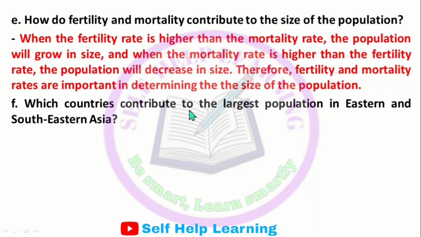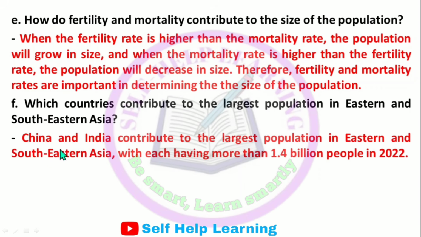Which countries contribute to the largest population in Eastern and Southeastern Asia? China and India contribute to the largest population in Eastern and Southeastern Asia, with each having more than 1.4 billion people in 2022.